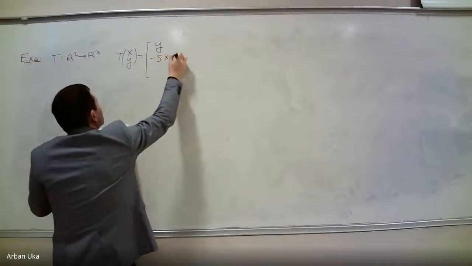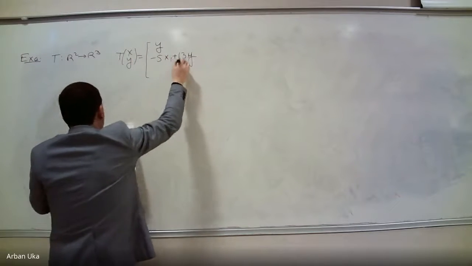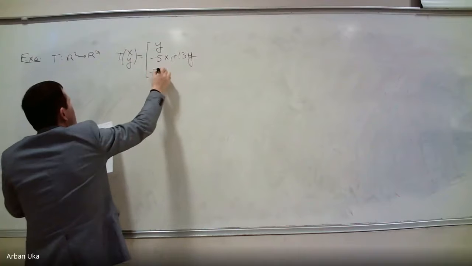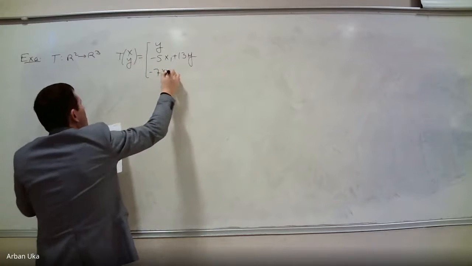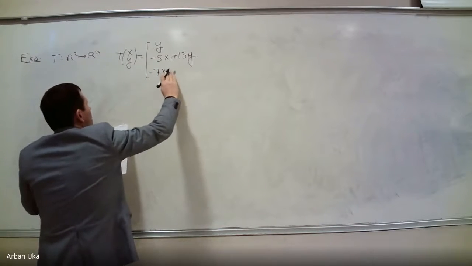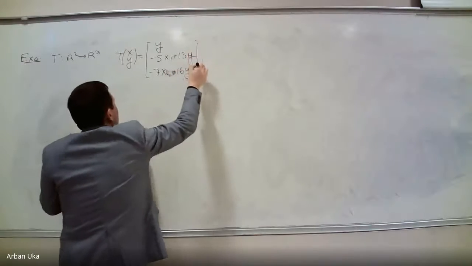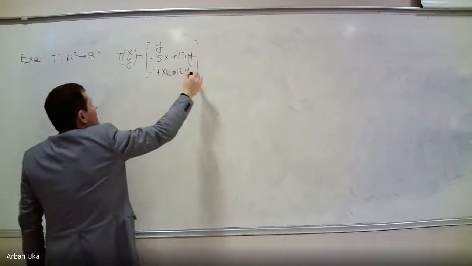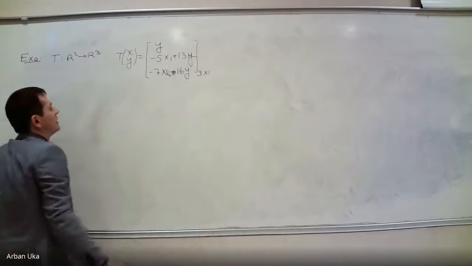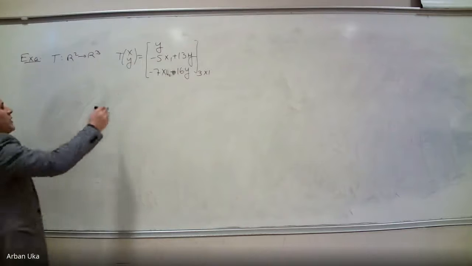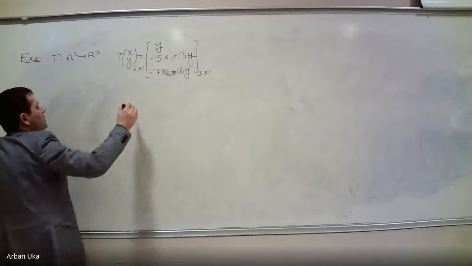x1 plus 13y, and here we have minus 7x plus 16y. So here we have a vector which is 3 by 1, and this is operating on a vector which is 2 by 1.